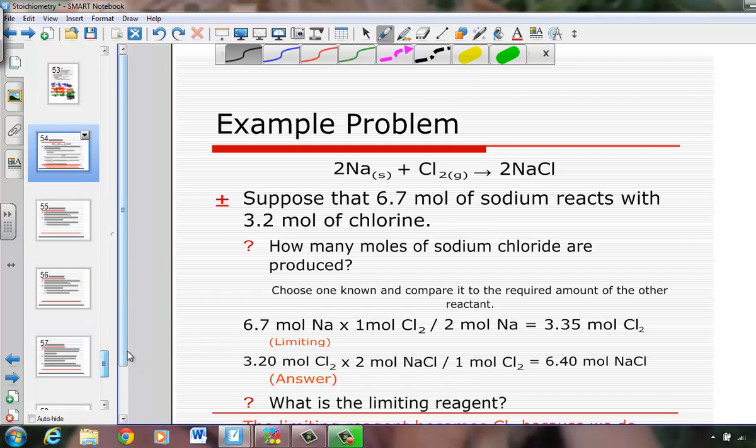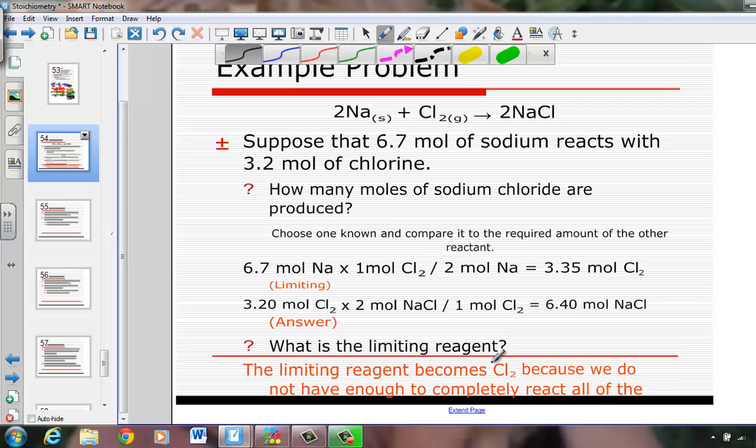We can clearly see we've labeled the limiting reagent of chlorine because we do not have enough to completely react all of the sodium, and the maximum yield was found.